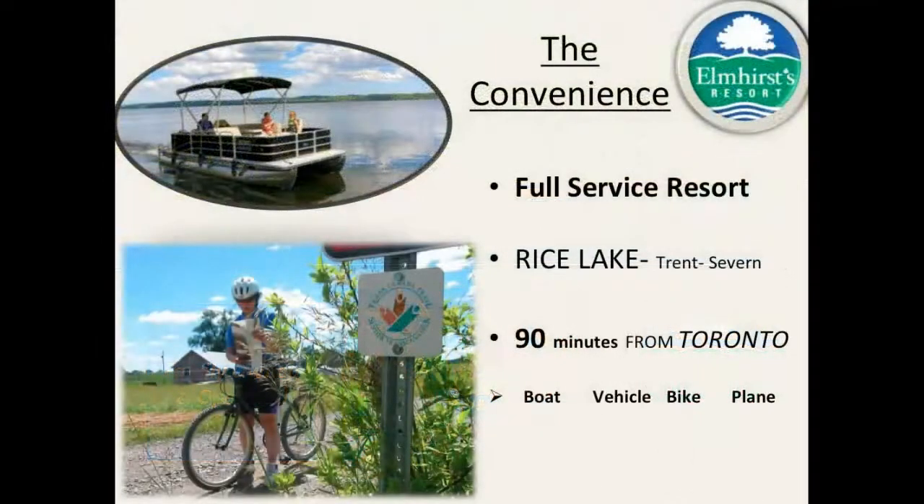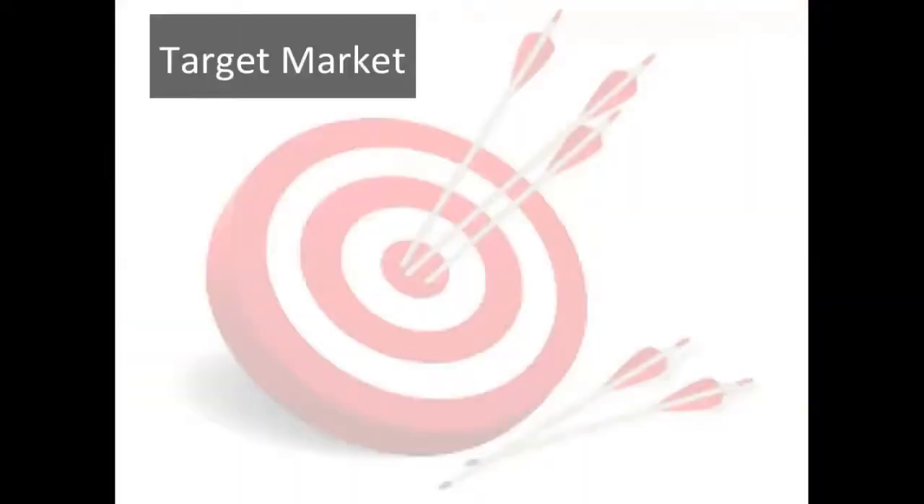The resort can conveniently be accessed by boat via the Trent Severn Waterway, by vehicle only 90 minutes from Toronto, or for your more adventurous clients, by bike or snowmobile, not too far away from the Trans-Canada Trail. They also have a landing strip that your clients can fly into. There's more information about that if they'd like to fly.